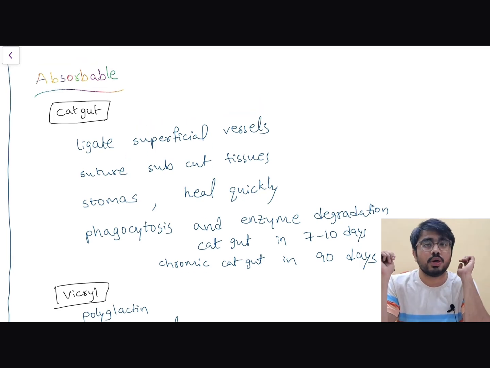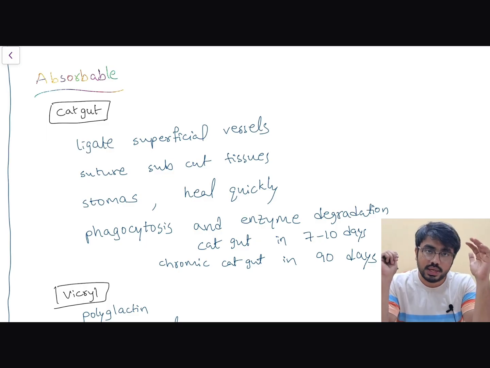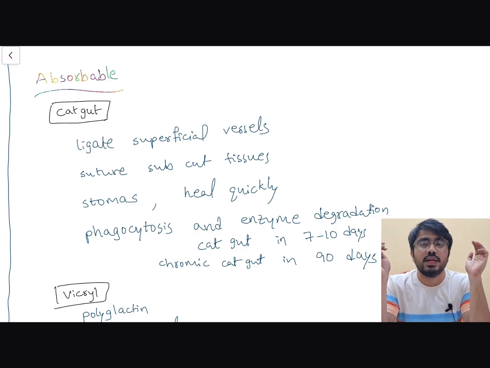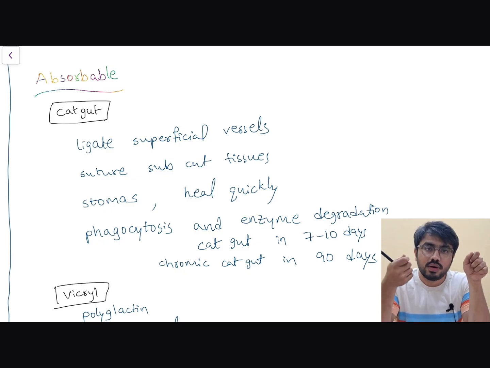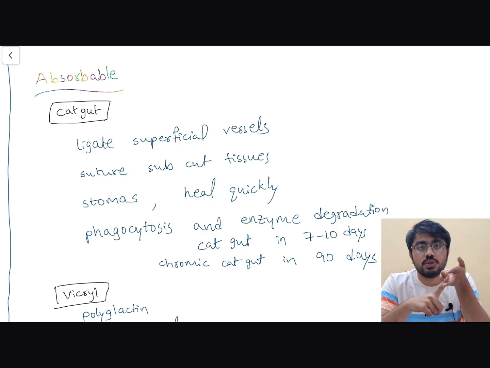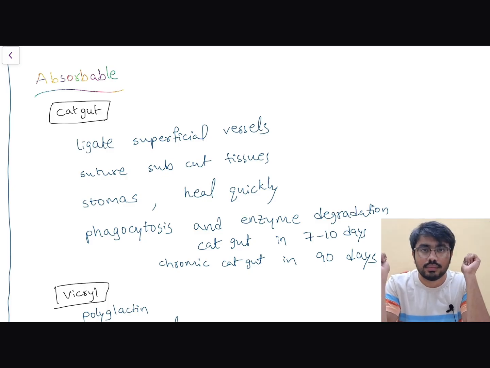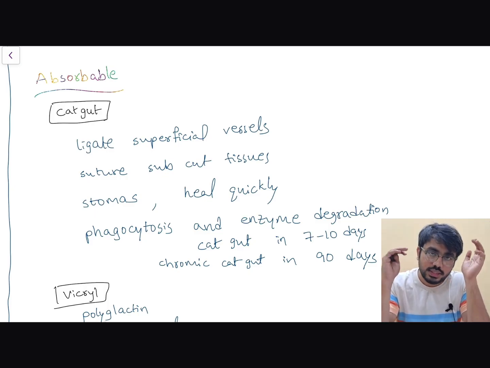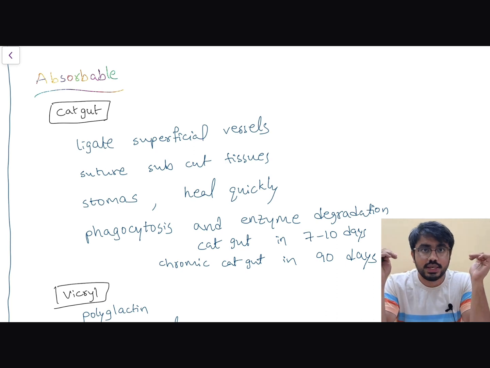The first thing is an absorbable suture, under which the first thing I have told you is catgut suture. Whenever we want to do superficial vessel ligation or subcutaneous tissue suturing, I have to use catgut. Now it is an absorbable suture, catgut. How is it getting absorbed? Absorbed by phagocytosis and enzyme degradation. If it is catgut, it gets absorbed in 7 to 10 days, or if it is chromic catgut, within 90 days.